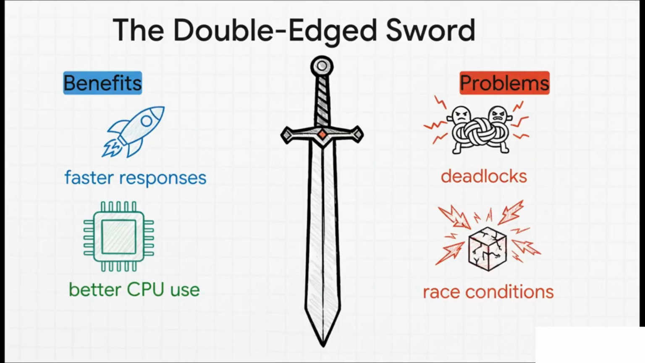Now, this power to run things in parallel is amazing. It gives us incredible performance. But it's a double-edged sword. It opens up this whole Pandora's box of weird problems. Because when you have multiple threads all trying to read and write to the same piece of data at the same time, that's when you get chaos. We're talking corrupted data, frozen applications, and all sorts of synchronization nightmares.